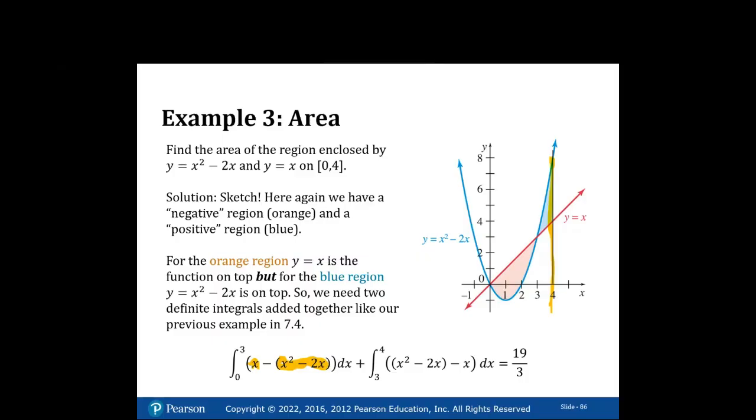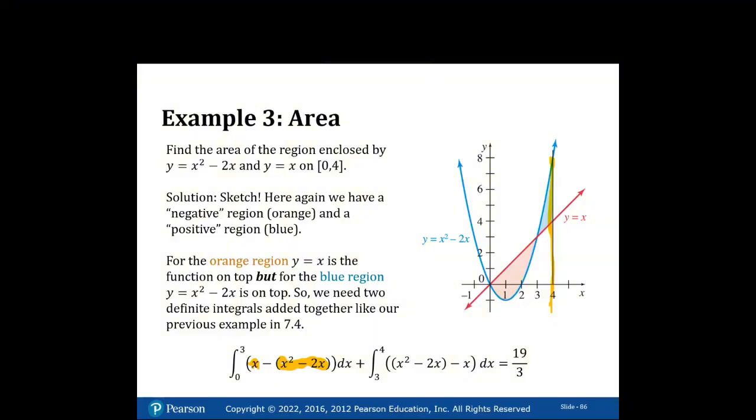And then we add it to the second piece, which is for our blue area. So 3 to 4. But now the blue function, x squared minus 2x, is on top. And then I minus that x. So when I do those two different integrals and I add them together, now I'm going to get this 9 over 13. Okay.